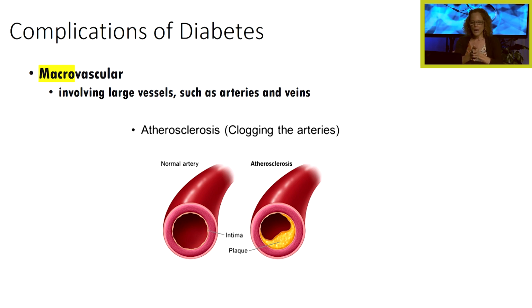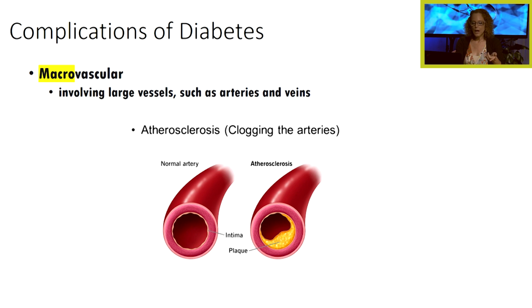One of the things I want to highlight in this part of the lecture are the macrovascular complications and the microvascular complications. When we talk about macrovascular, we're talking about large blood vessels like arteries and veins. And when we talk about atherosclerosis, we mentioned before that this was plaque forming on the wall of one of these large arteries or veins. And so that is a macrovascular complication of diabetes.